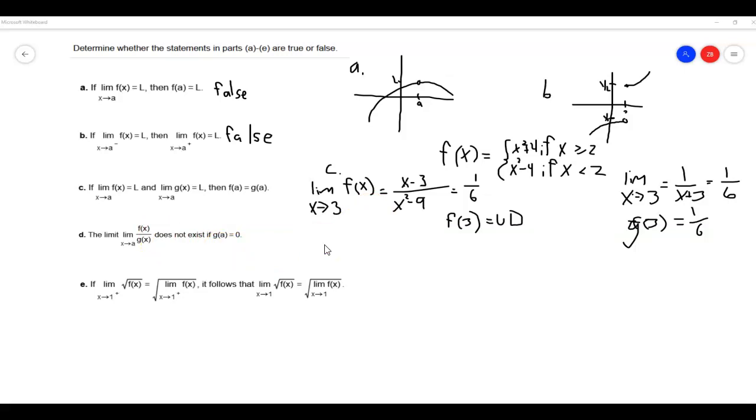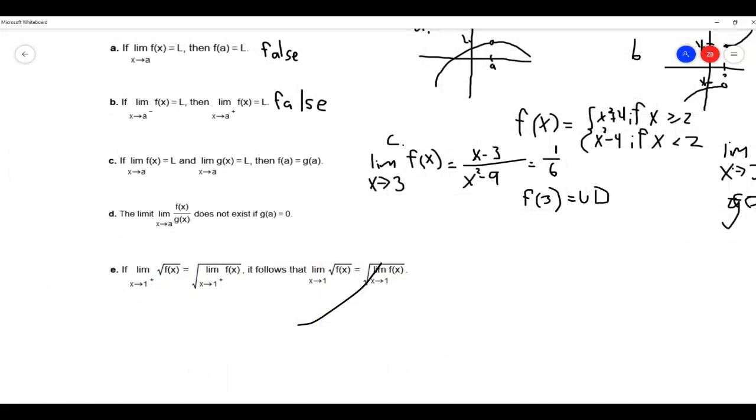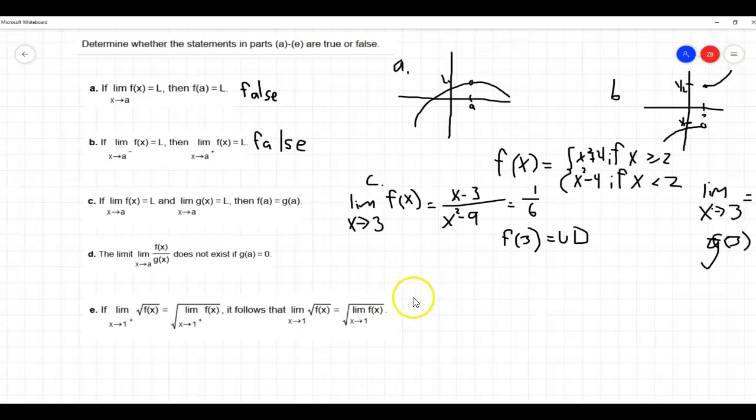And then for the last one here, it says E. Oops, I keep moving that around here. Let me move that back.